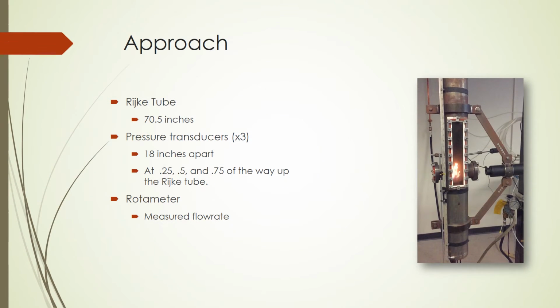The method of this experiment involved moving the burner up the Rijke tube to see how the pressure, amplitude, and frequency changed. The Rijke tube was measured to be about 70.5 inches tall, or about 5.8 feet. Each pressure transducer was placed in such a way that they were evenly distributed through the length of the pipe, at a quarter, half, and three-quarters of the pipe. In addition to this, a rotameter was used in order to measure the flow of gases through the tube during the experiment, although this was constant so as to prevent undesired inconsistencies in the waveform.